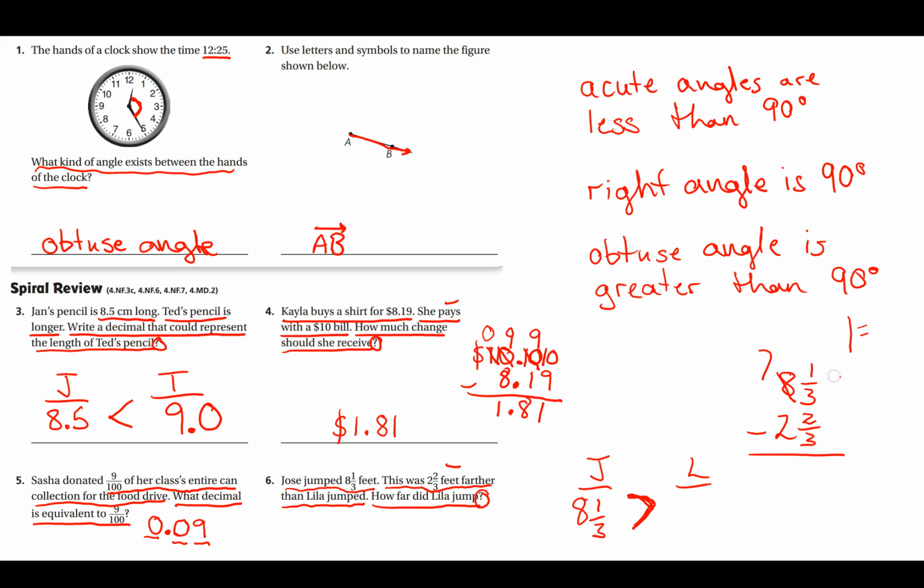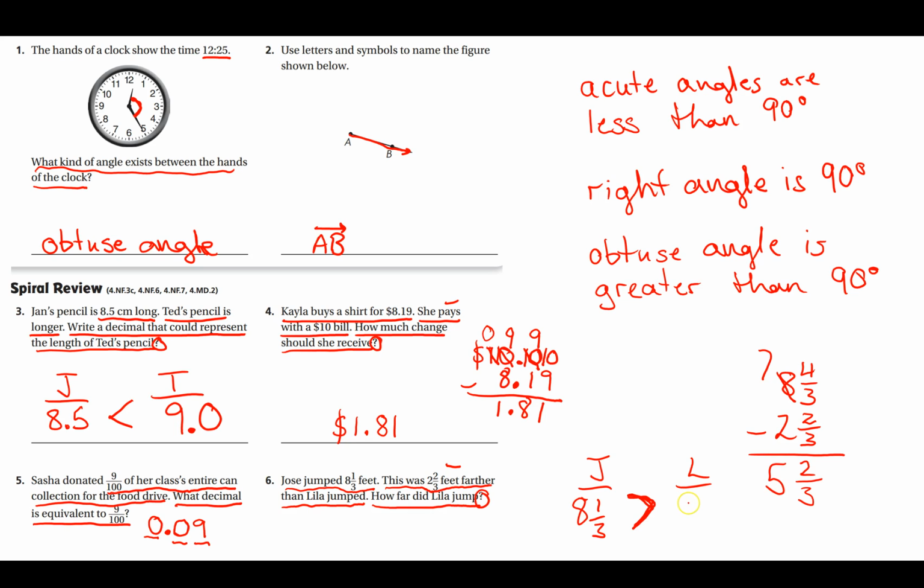I want to write it as a fraction, though, with a denominator of 3, because I want to put it as a fraction. So 1 whole would be 3/3. That's what I borrowed. I borrowed 3/3. I already had 1/3. So 1/3 plus the 3/3 would be 4/3. Okay. So 4/3 minus 2/3 is 2/3. And then 7 minus 2 is 5.